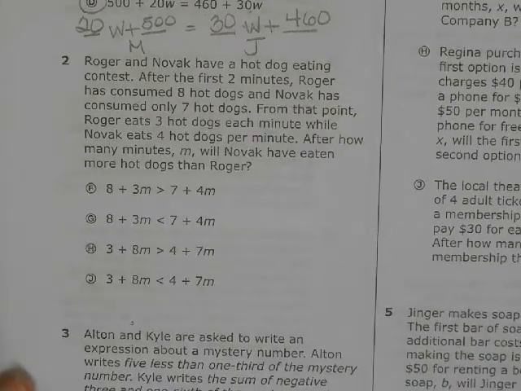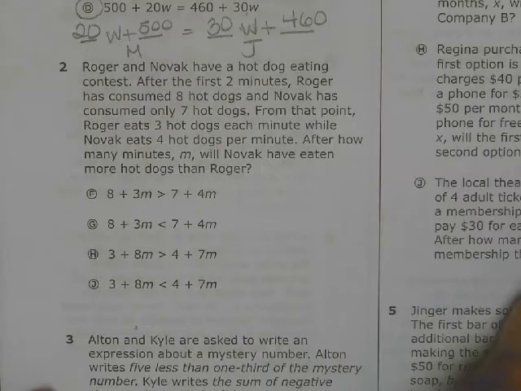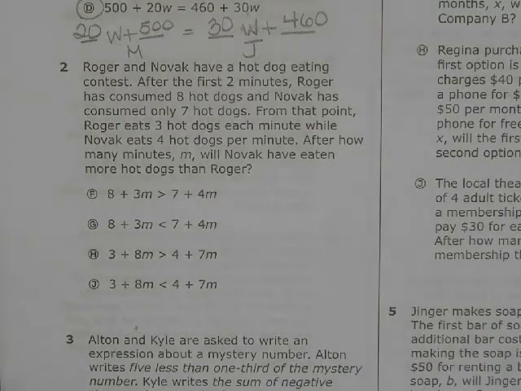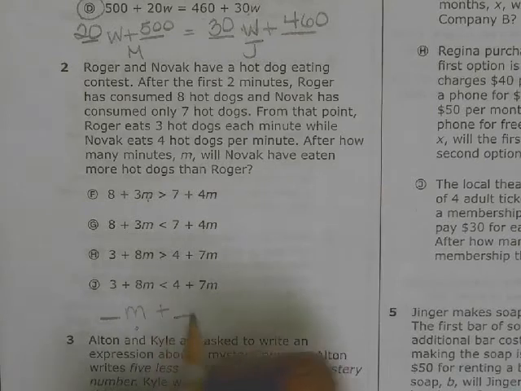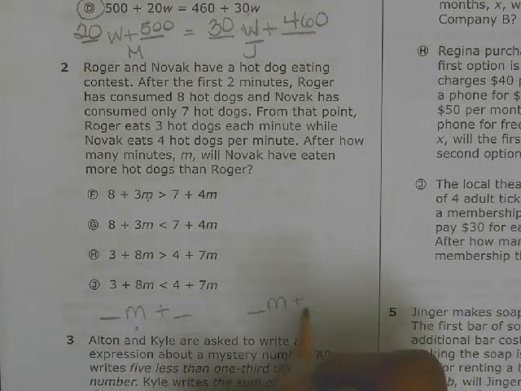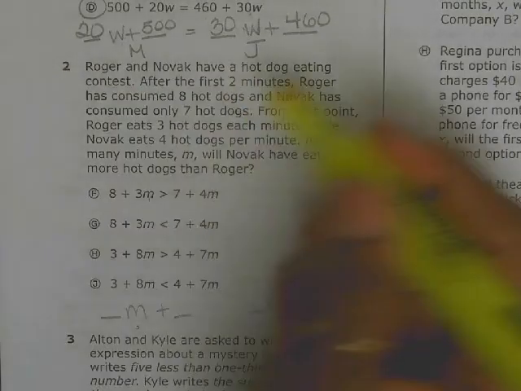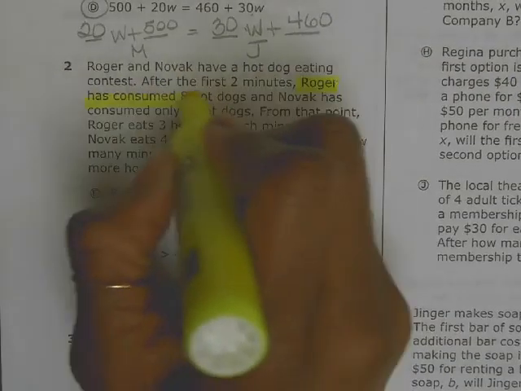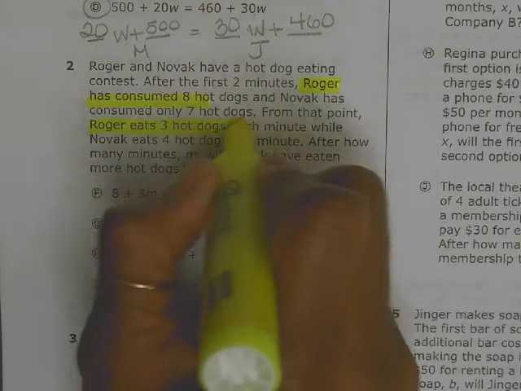Okay? All right, let's go back to Roger and Novak. So here's a hint. These are not equal signs, they're inequality signs, but guess what? They're different. So that's a little hint to me. And again, I'm not going to reread to you, but this time they're doing an M. So I'm going to do something M. If you want to keep it X, you're absolutely welcome to do that. But just, when you're looking at your answer choices, they may use that different variable. So Roger has consumed 8 hot dogs. That's Novak. Roger eats 3 hot dogs each minute.